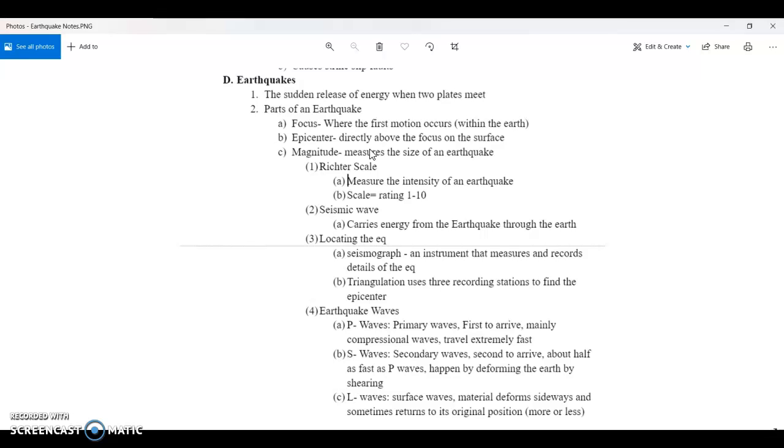And the process of locating the epicenter of an earthquake is called triangulation, and it uses information from 3 recording stations to find the epicenter. They will draw 3 circles on a map, and wherever the 3 circles overlap is the epicenter.